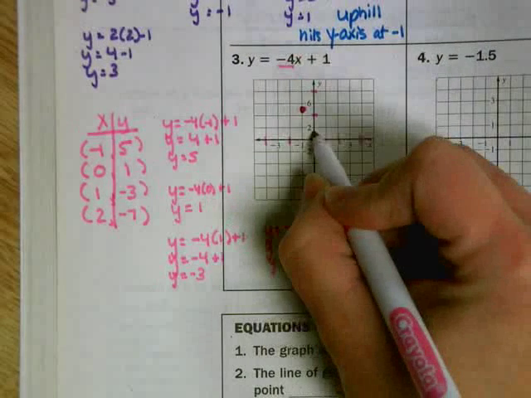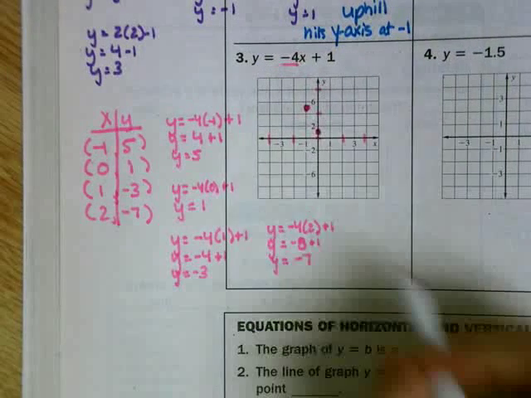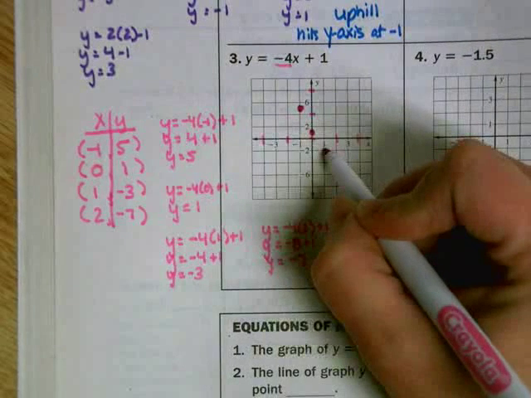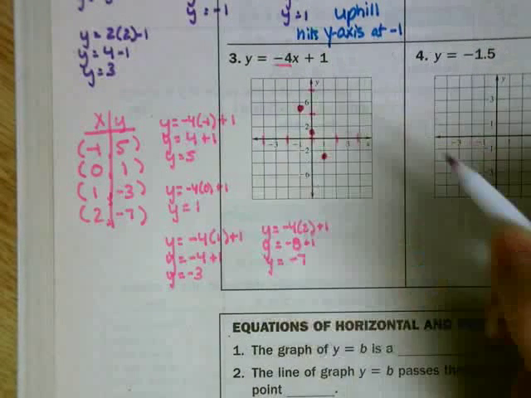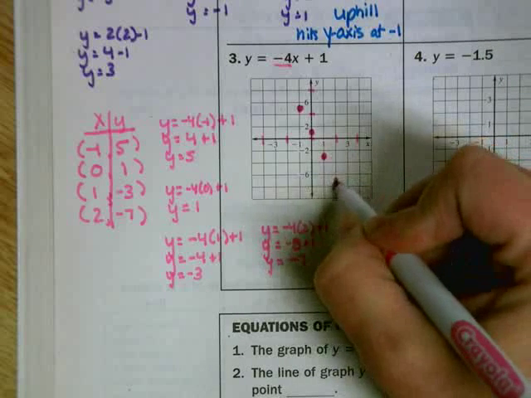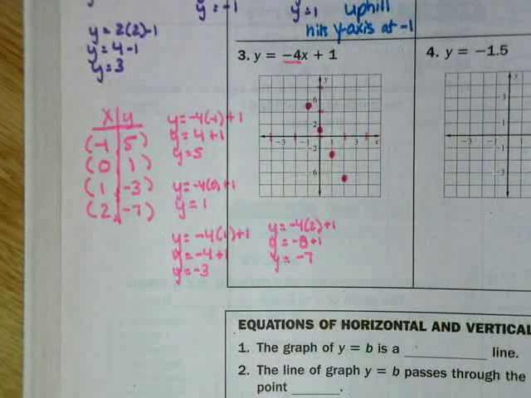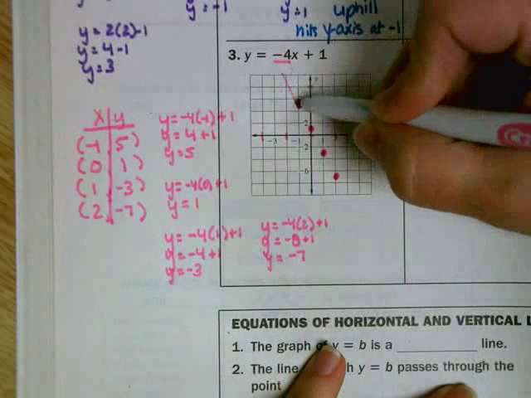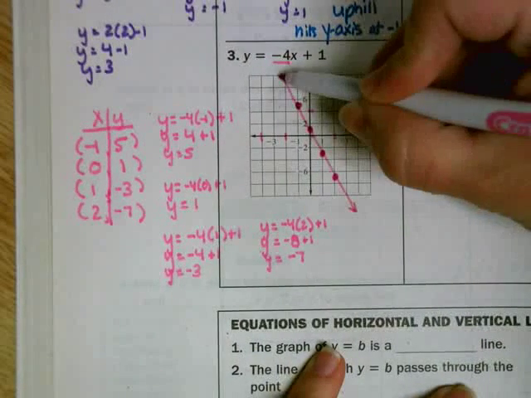0 and up 1 is going to be right here. Side to side, a whole 1 and down to 3. Let's see, -2. So -3 is going to be halfway here. And 2, -7, that's going to be halfway here. Okay, looks like it's going to be a line. So we're going to connect our dots. Put arrows on either end.